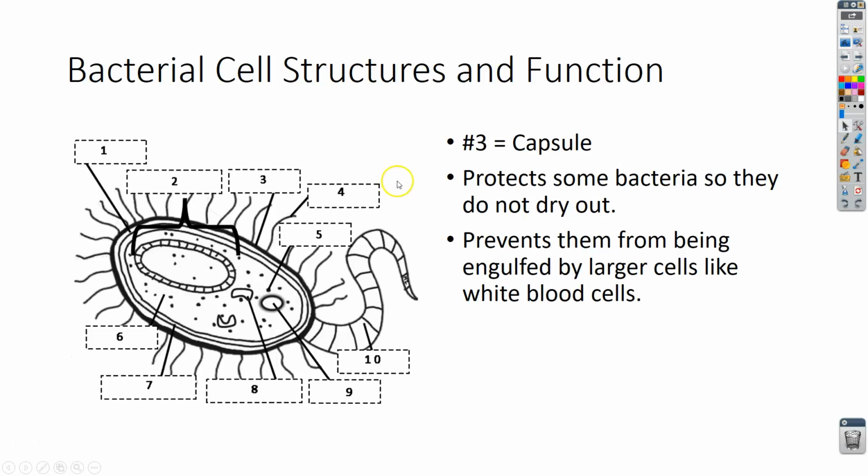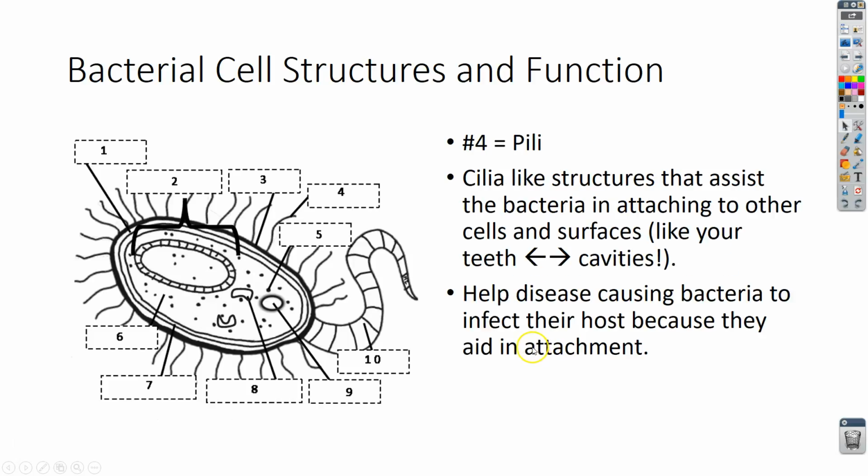For number 3 is the capsule. This protects some bacteria so they don't dry out, and it prevents them from being engulfed by larger cells like white blood cells. Number 4 is called a pili.